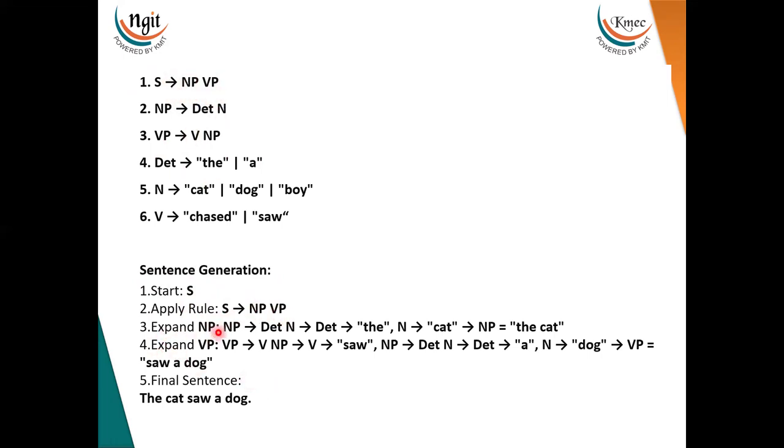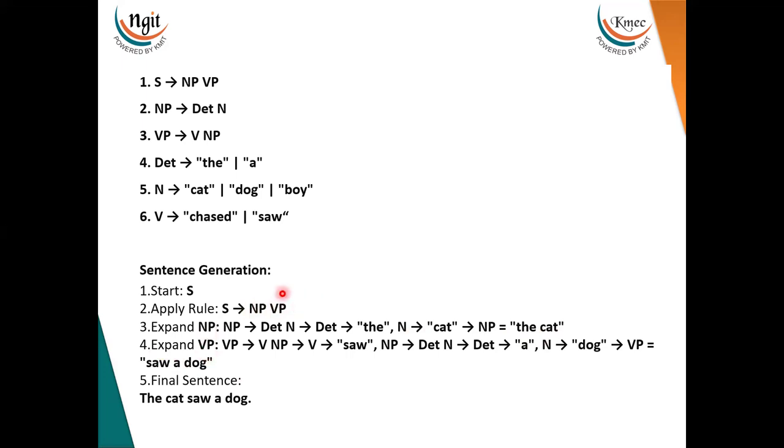Now expanding the noun phrase. Expanding the noun phrase gives a determiner and a noun. The same is written here, determiner and noun. That is, determiner is the and noun is cat. So the noun phrase is the cat. And we are expanding the verb phrase now.